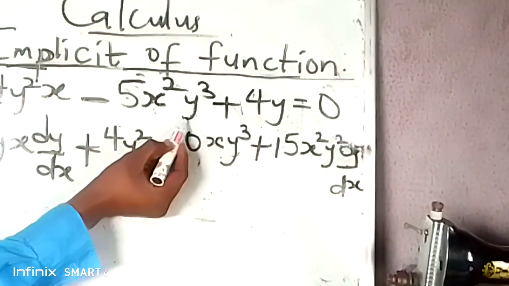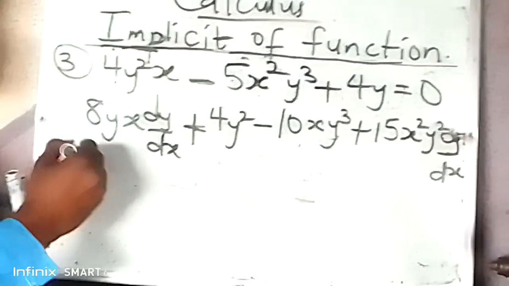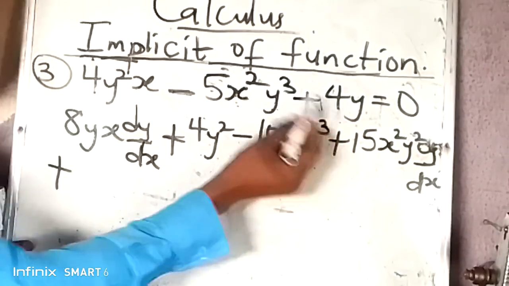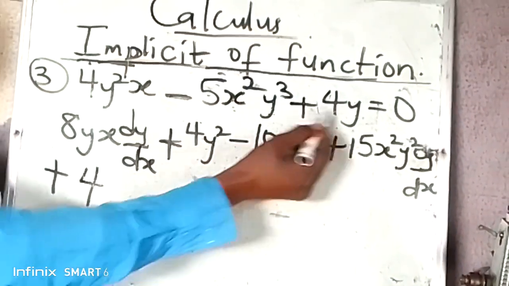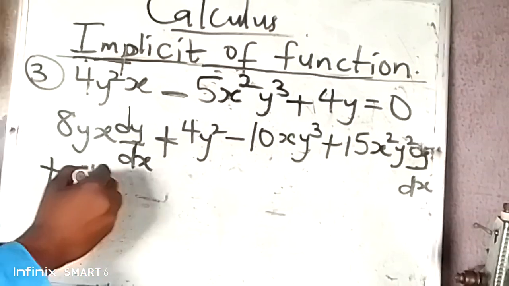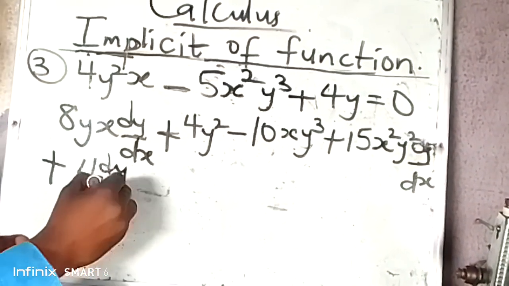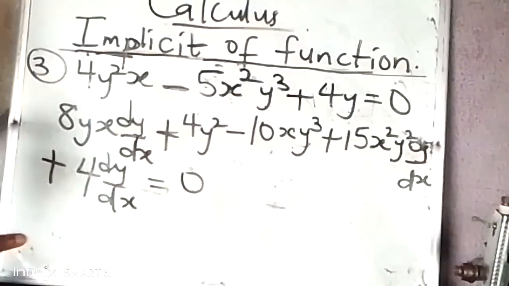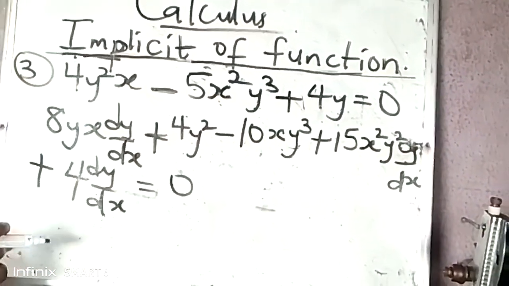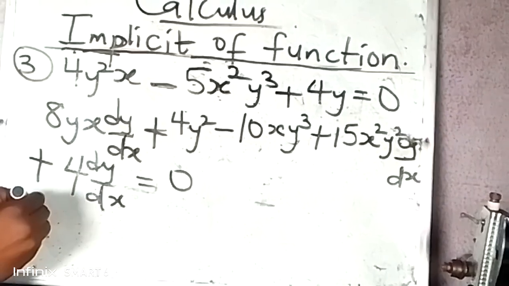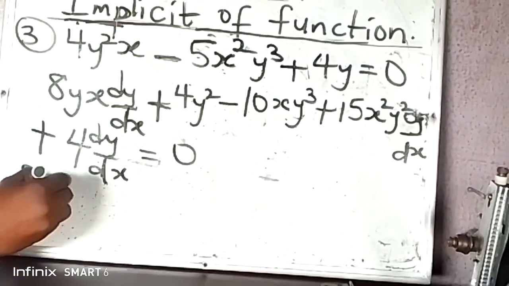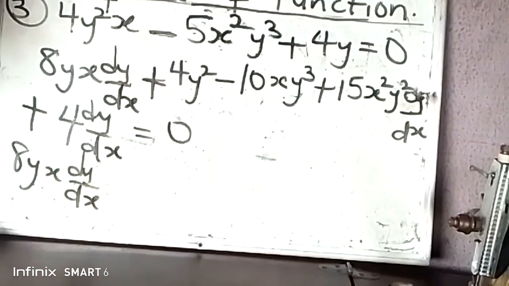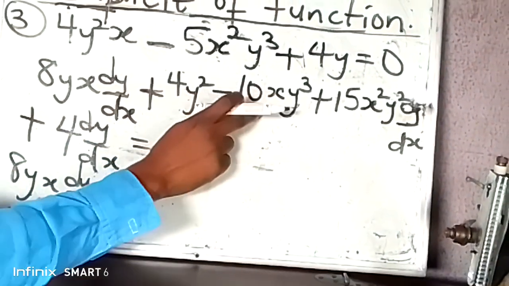because I differentiate y. Now plus differentiation of 4y is going to be 4. Because it is y that I differentiate, it is going to have the dy/dx. So everything equals 0. So I'm going to pick those ones that are having the dy/dx together. This one is having the dy/dx, 8yx dy/dx. It's having the dy/dx. This one is having the dy/dx.